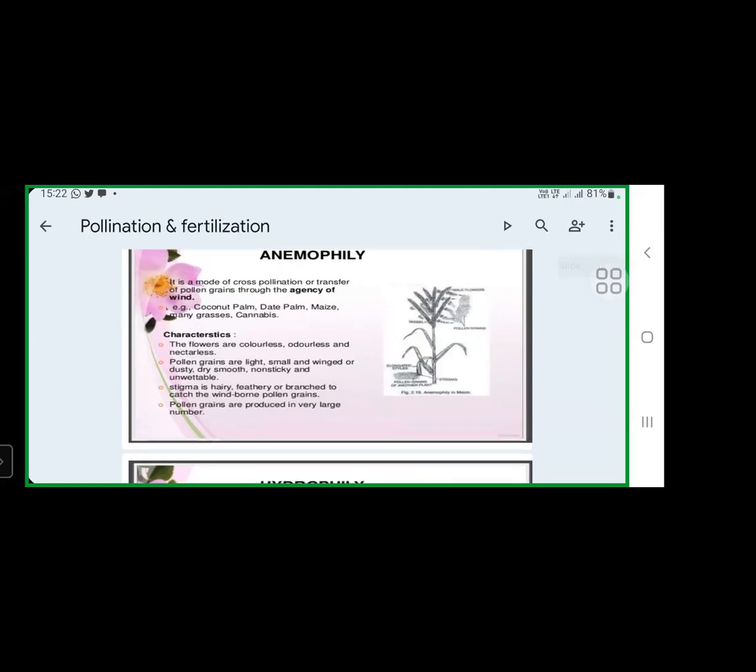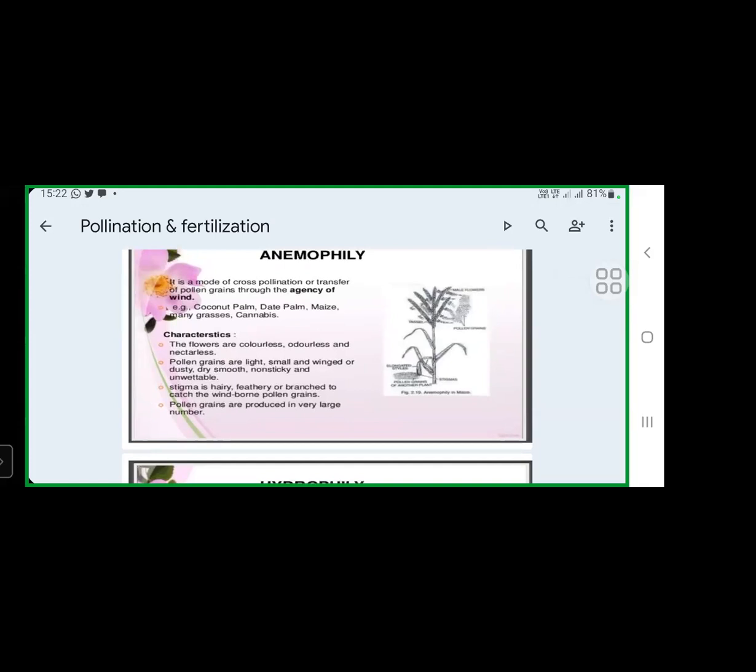The agencies of pollination are abiotic agents and biotic agents. In the abiotic, first, anemophily. Anemophily, you know, is a mode of cross-pollination or transfer of pollen grains through the agency of wind. For example, coconut, date palm, maize, the Poaceae family, many grasses, and cannabis are pollinated through anemophily. What are the characteristics of anemophily? The flowers are colorless, odorless, and nectarless, and the pollen grains are light, small, and can be winged or unwettable.